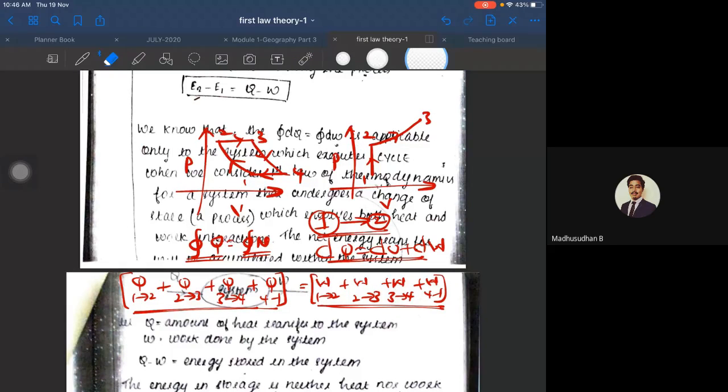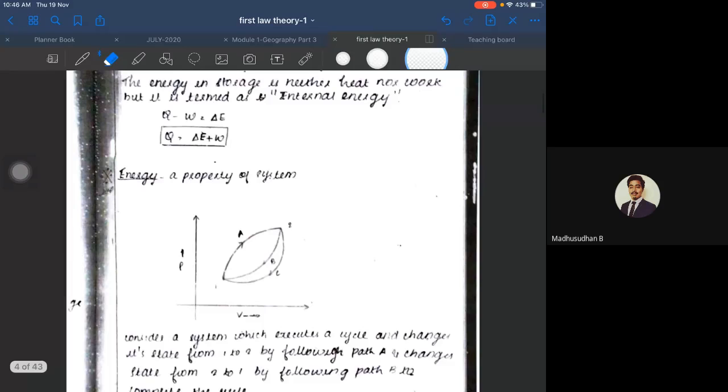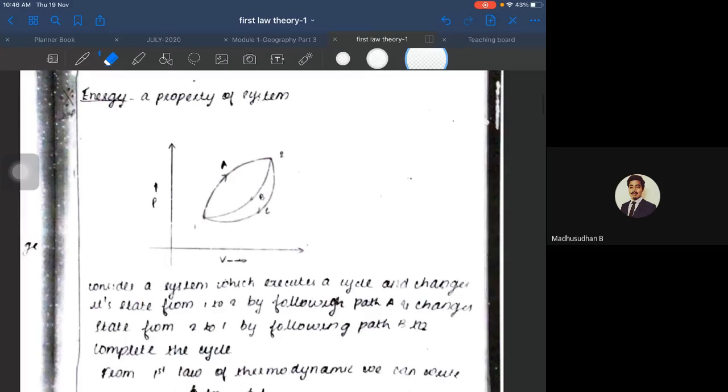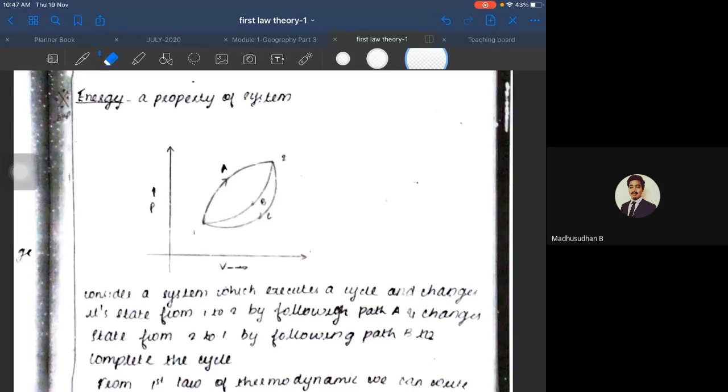So the first law of thermodynamics gave rise to which parameter? Internal energy. Okay, good.